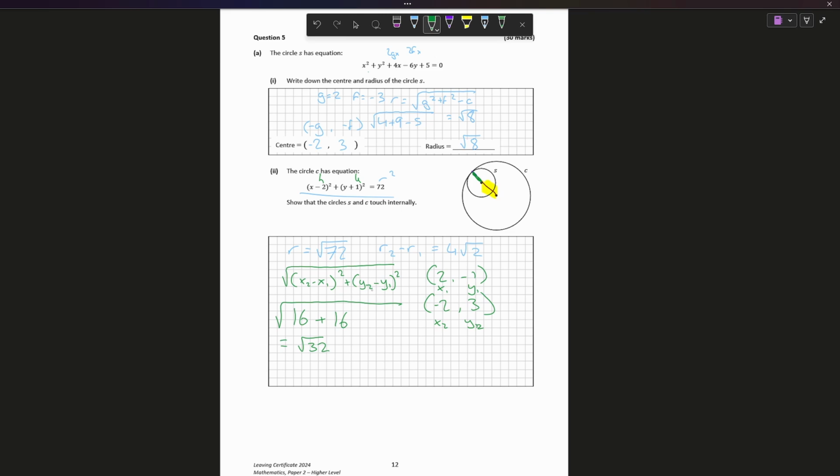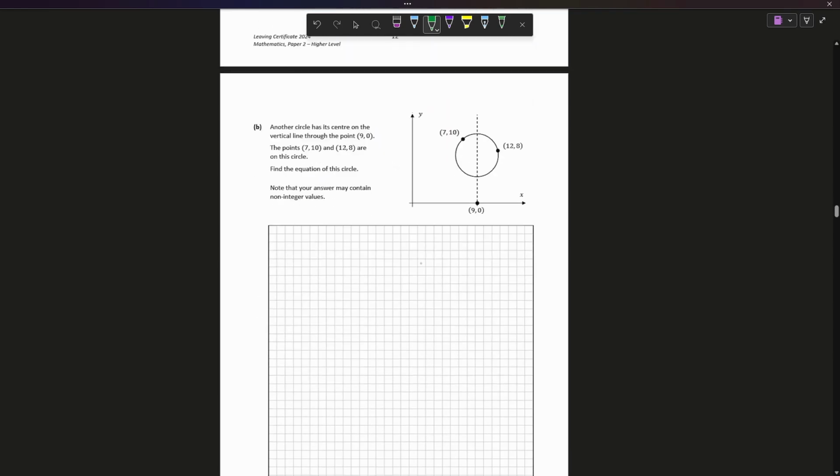This should be the same as 4 root 2. They're not the same now, but this can be simplified. It's important to know that. So not everything has gone wrong just yet. If I put root 32 into the calculator, just as we'd hoped, this is the same as saying 4 root 2. They're both there. So you've proven that they touch internally. So QED. That's the second bit.